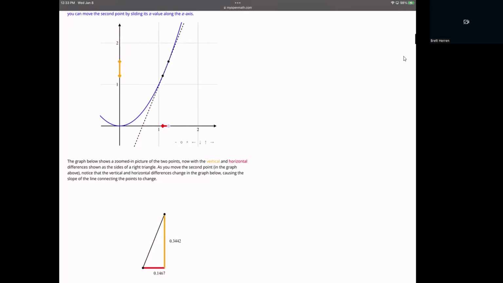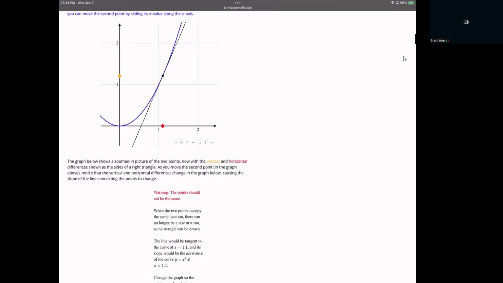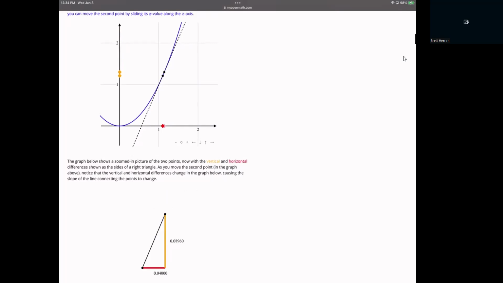But if I move it all the way back till it's right on the first point, it's going to give a warning. The points should not be the same. When the 2 points occupy the same location, there can no longer be a rise or a run. Do you see what I'm talking about? See that little note that suddenly appeared below the warning there? It's saying you can't have 1 point. You gotta move out and have a second point. Then you have a little triangle which shows our rise and our run.